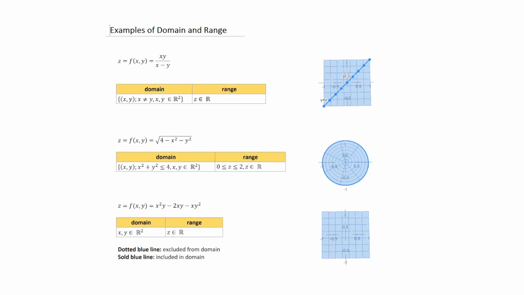The last function, x squared y minus 2xy minus xy squared, has absolutely no bounds or limits, so x and y can be an element of R2, and z can be an element of R. This is very important, specifically when we move into later lectures dealing with limits. We'll need to understand the domain of a function, because within the domain all sorts of calculations can be done, but we're going to end up with problematic points where we need to pay careful attention as to how to deal with the function.